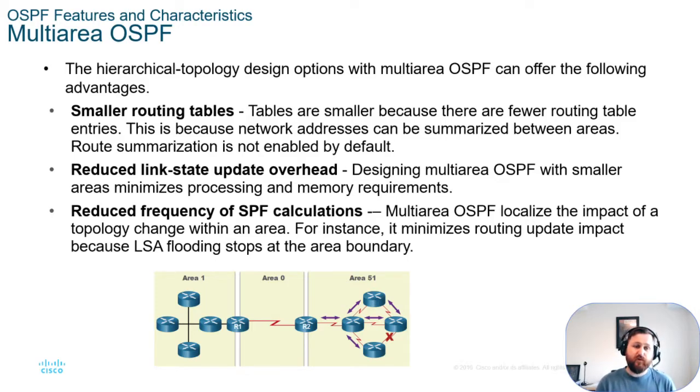And then reduced frequency of SPF calculations is our third primary aspect there. That just means that if the network topology changes, this minimizes how many of those messages get sent out and how much gets changed.